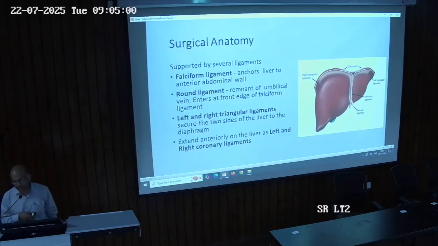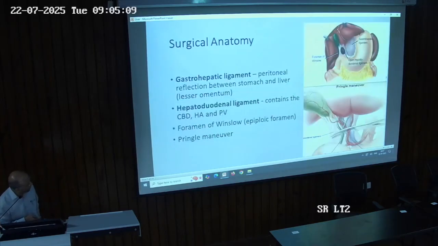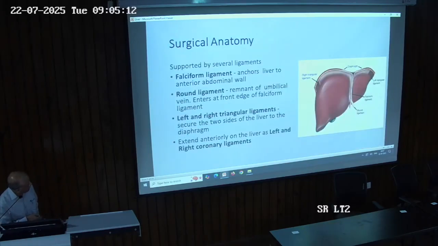Now the next thing is the liver is supported by multiple ligaments, and these are the falciform ligament, which is what you see here. It anchors the liver to the anterior abdominal wall, and you have the round ligament here, which is the remnant of the umbilical vein which enters the lower end of the falciform ligament. Then we have the two triangular ligaments, the right and the left, which anchor the liver to the diaphragm, and they extend anteriorly on the liver as coronary ligaments.